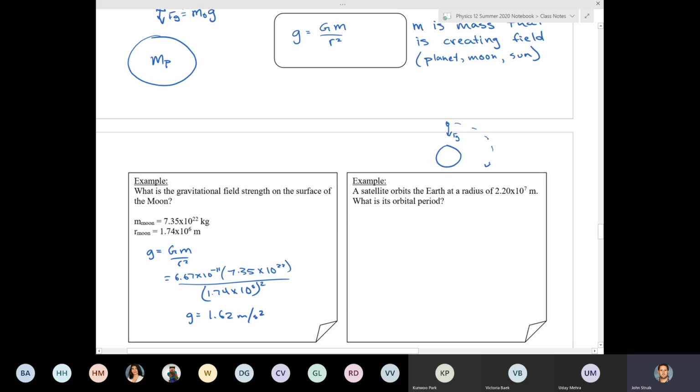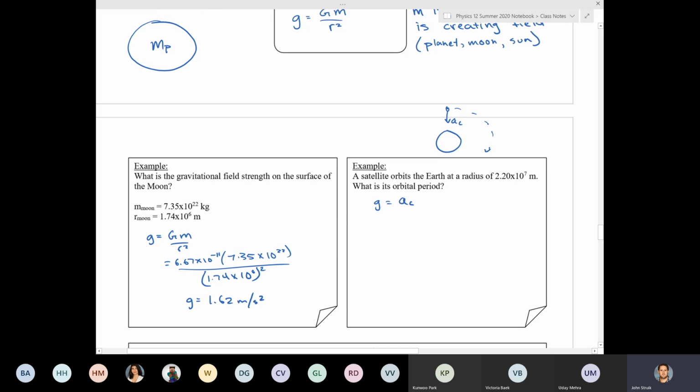Now instead of dealing with Fg, remember that anything that is traveling in a circular path has an Ac as well. And that Ac for a satellite, the centripetal acceleration, is the exact same thing as g. So g is Ac. For a satellite, the acceleration due to gravity that's acting on it causes centripetal acceleration, and that's how we're getting this.